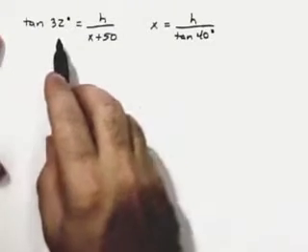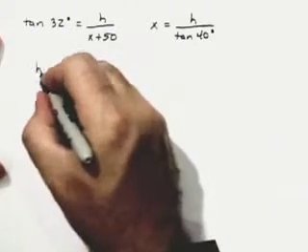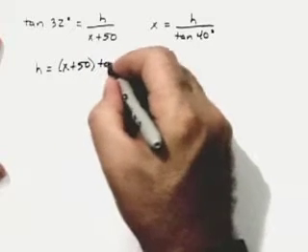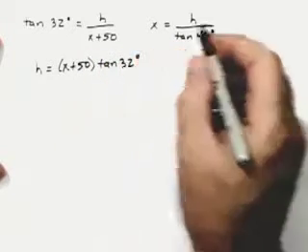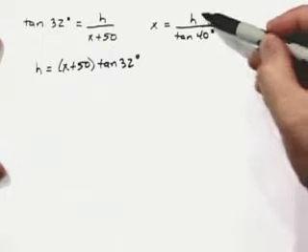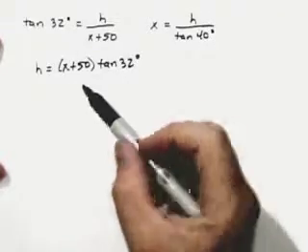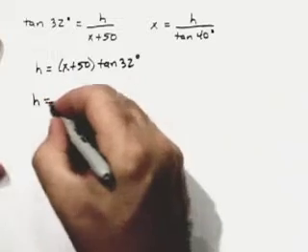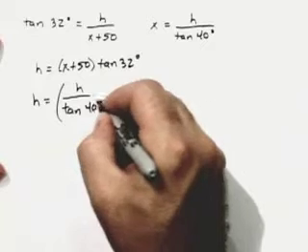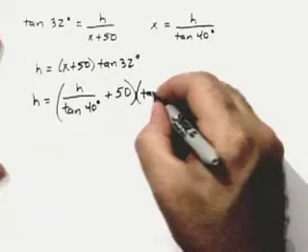We had that the tangent of 32 degrees was equal to h over x plus 50. If we solve that for h, we can get h equals x plus 50 times the tangent of 32 degrees. We earlier found that x was equal to h over the tangent of 40 degrees. We can go ahead and replace x by h over tangent of 40 degrees in our equation for h here. So that gives us h is equal to h over tangent 40 degrees plus 50, and then times the tangent of 32 degrees.